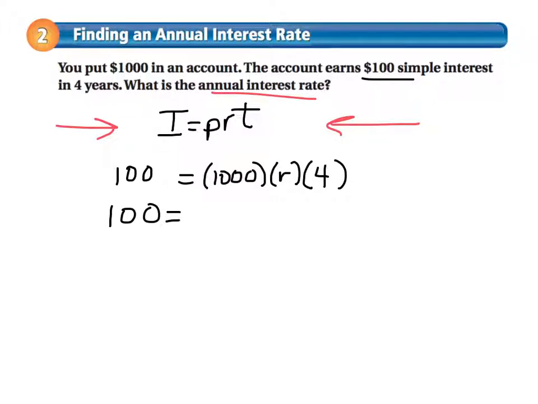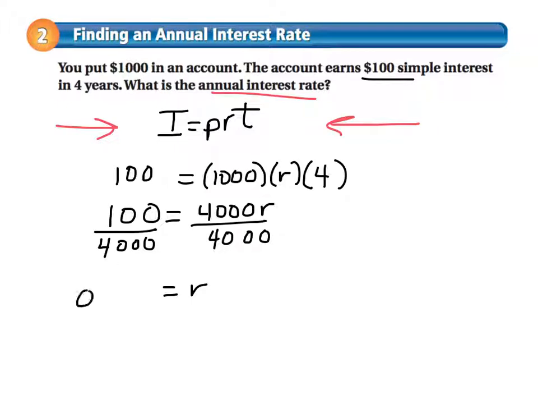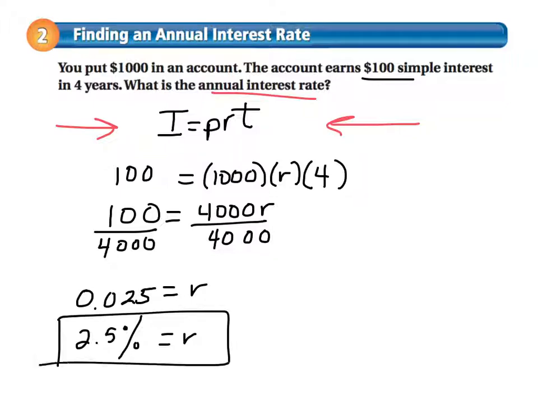You multiply 1,000 times 4, that gives you 4,000 R. You do the division property of equality, which means I divide both sides by 4,000 to isolate the R. 100 divided by 4,000 would give us 25 thousandths. Well, once again, that's just a rate written as a decimal. As a percent, you would say that the interest rate, the annual interest rate of the account is 2.5%.